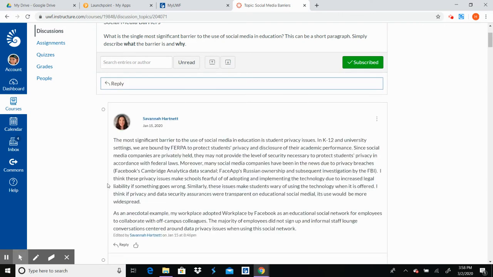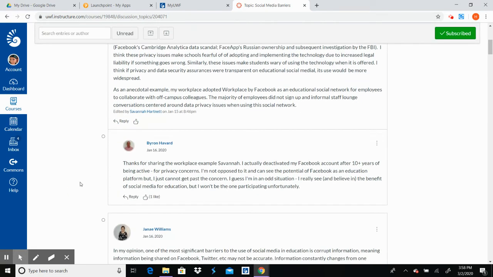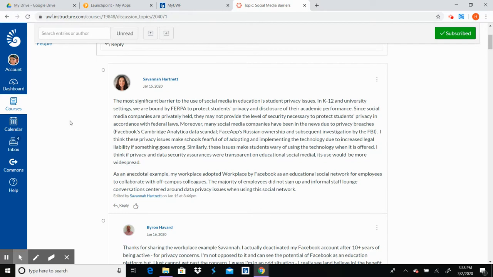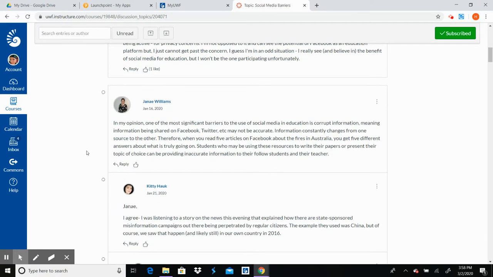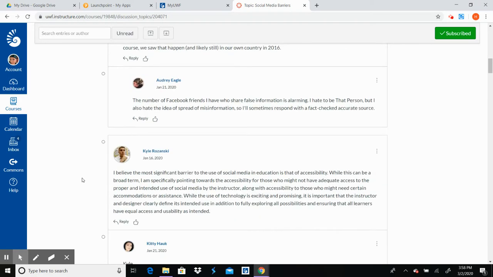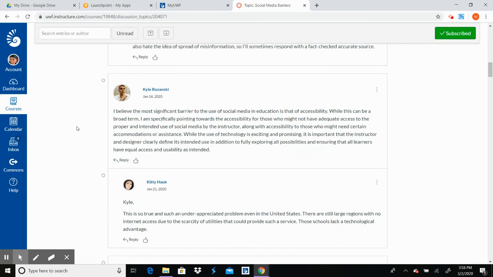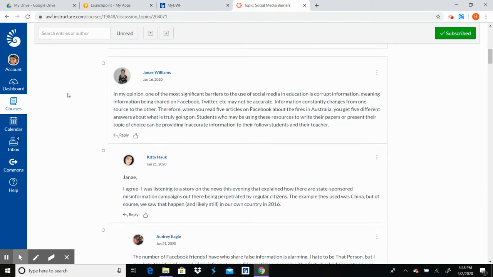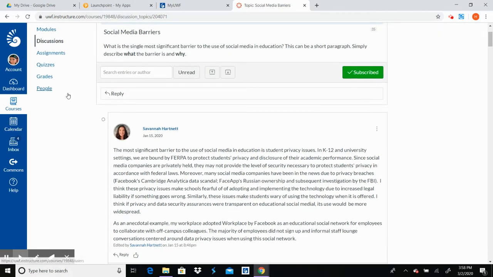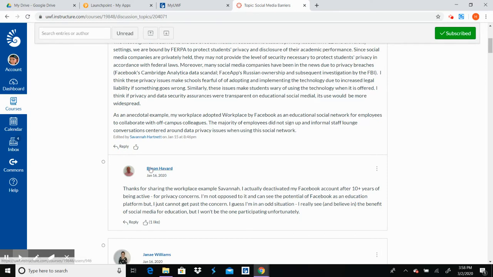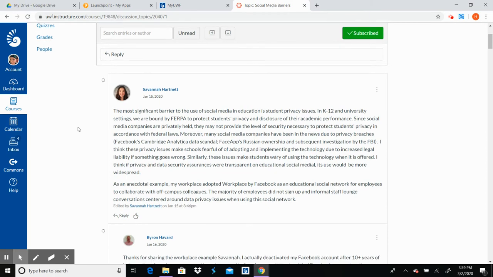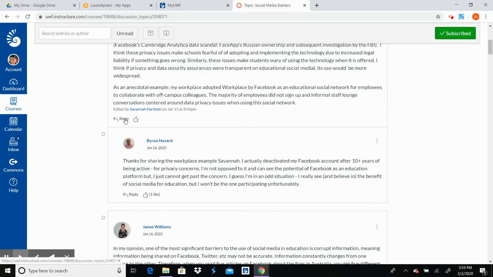Now, once you click on post, if you're not the first person to post, it will come down here in order. So you can tell here that Miss Savannah is the first person who posted, and Janae is the second person, and Kyle's the third person. So they're replying to the actual post itself. And then you can tell where these other folks have come in and replied to this person. So if you look, you see that Byron Havard, who is the teacher, actually replied specifically to Savannah. And how he did that was he clicked on this reply button.